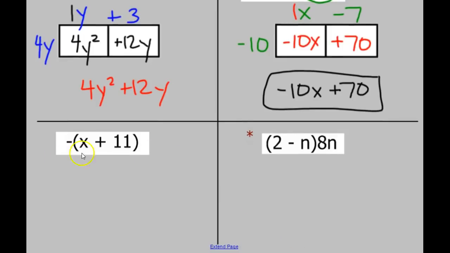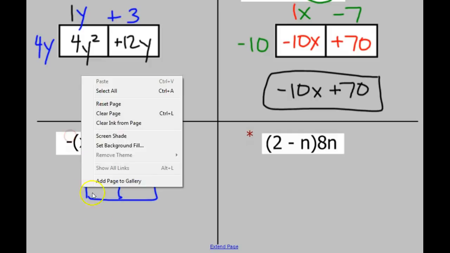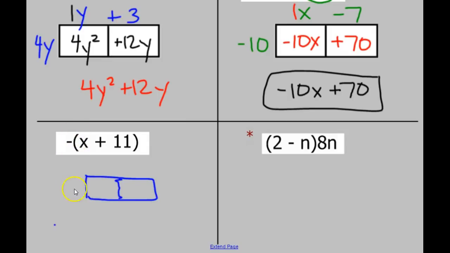Now these next couple, I didn't draw the boxes for you. You can draw the boxes. That's what I do. So we have a negative out front, that's really a negative 1, multiplied by x plus 11. So this negative is really going to make these two numbers the opposite of what they are. The opposite of 1 times negative 1 is negative 1x. And negative 1 times positive 11 is negative 11. So we have negative 1x and a negative 11. Or negative 1x minus 11, same thing.